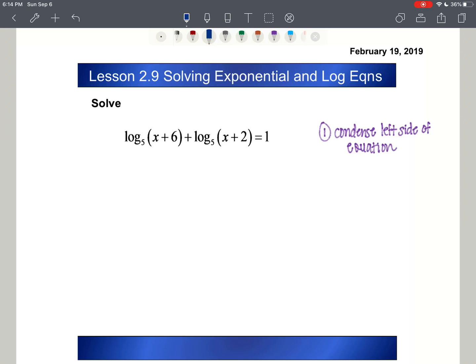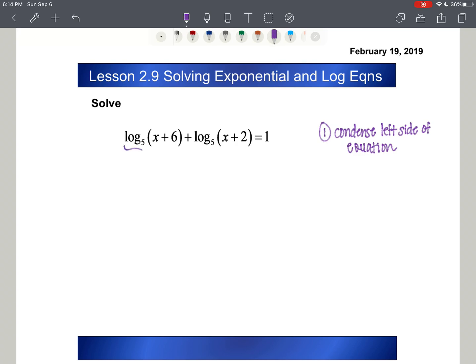In this lesson, we're going to put everything we've learned about exponential and logarithmic expressions and functions together to solve exponential and logarithmic equations. In this example, we have log base 5 of x plus 6 plus log base 5 of x plus 2 equals 1. We're going to go back to our condensing and expansion techniques and condense the left side of the equation.